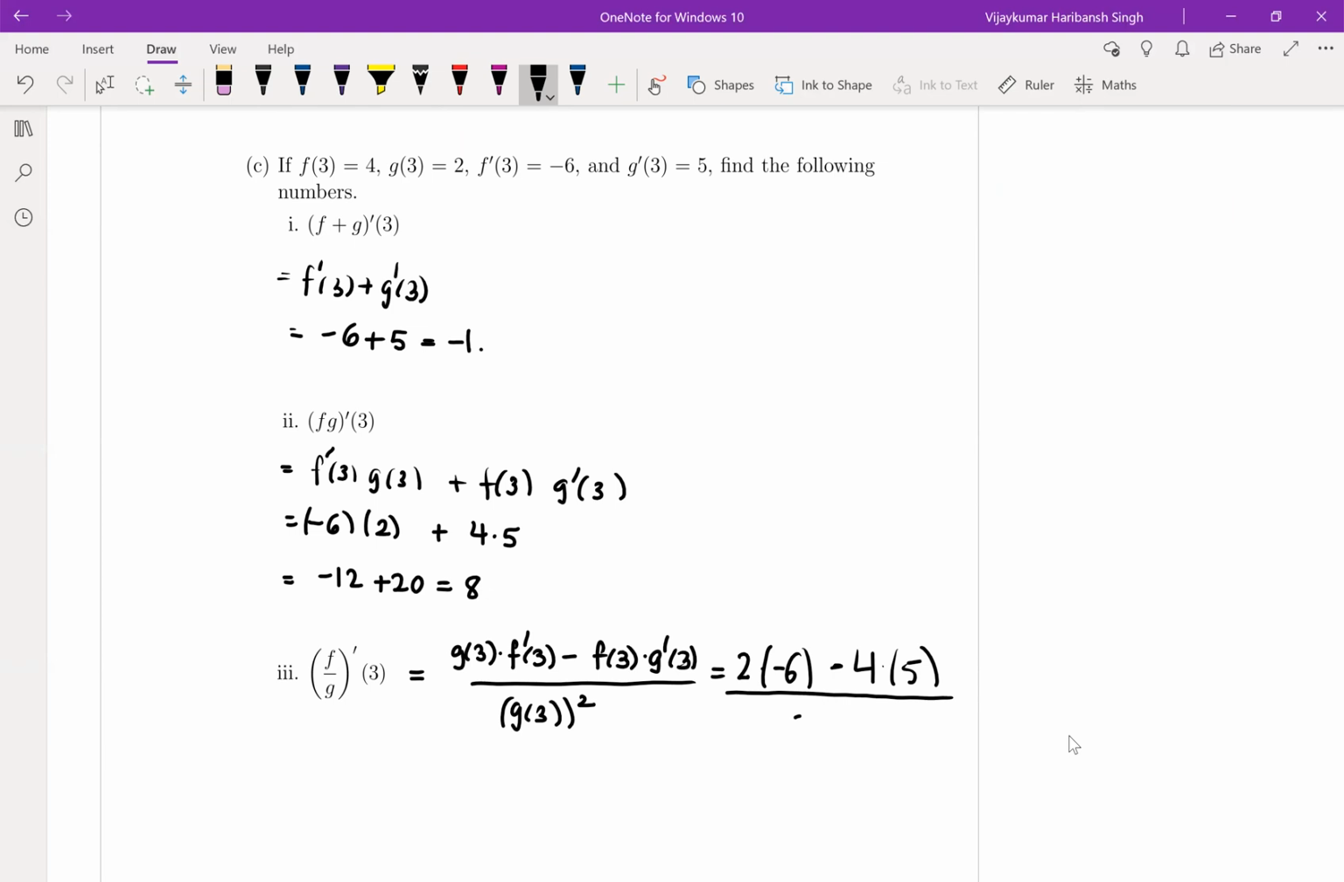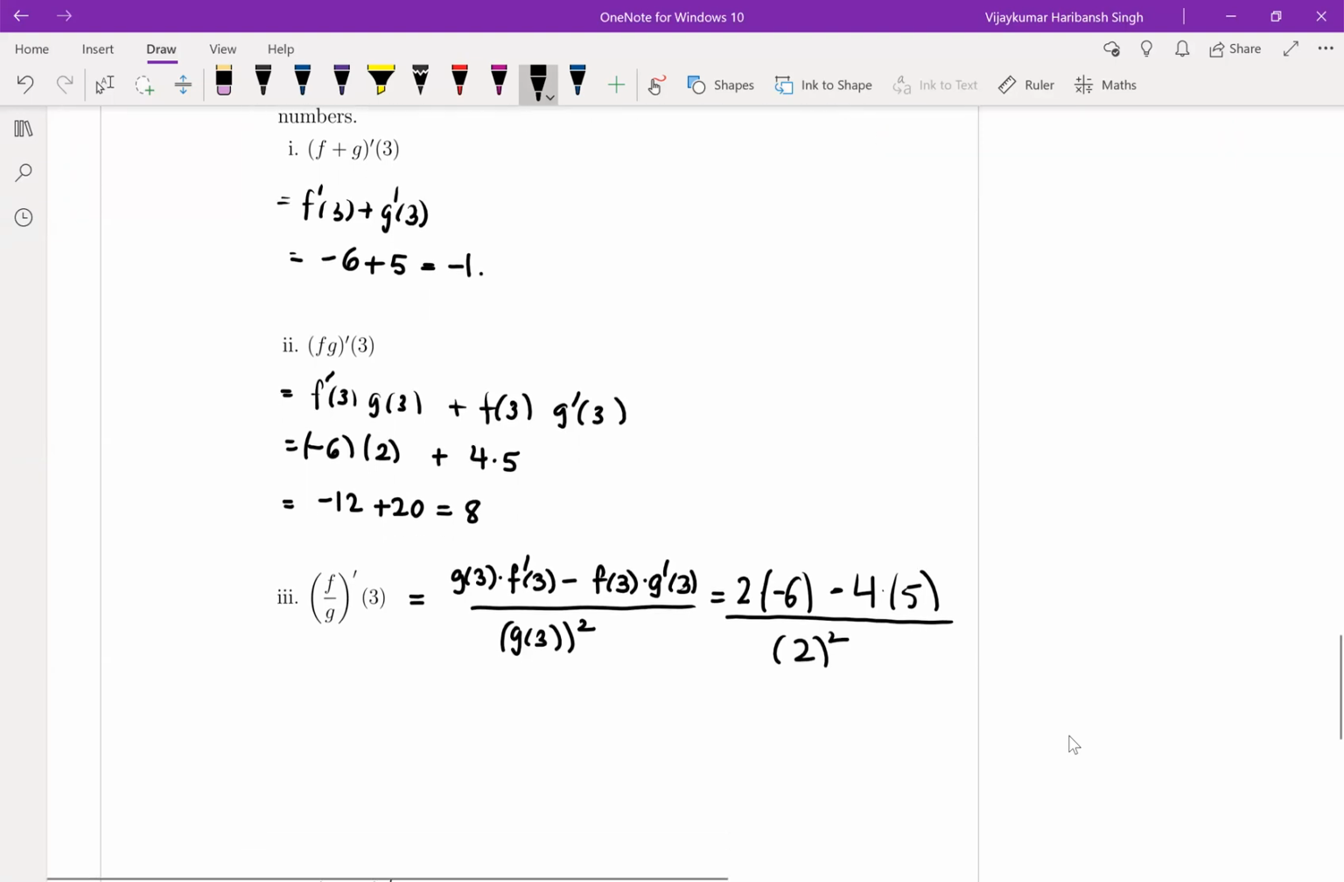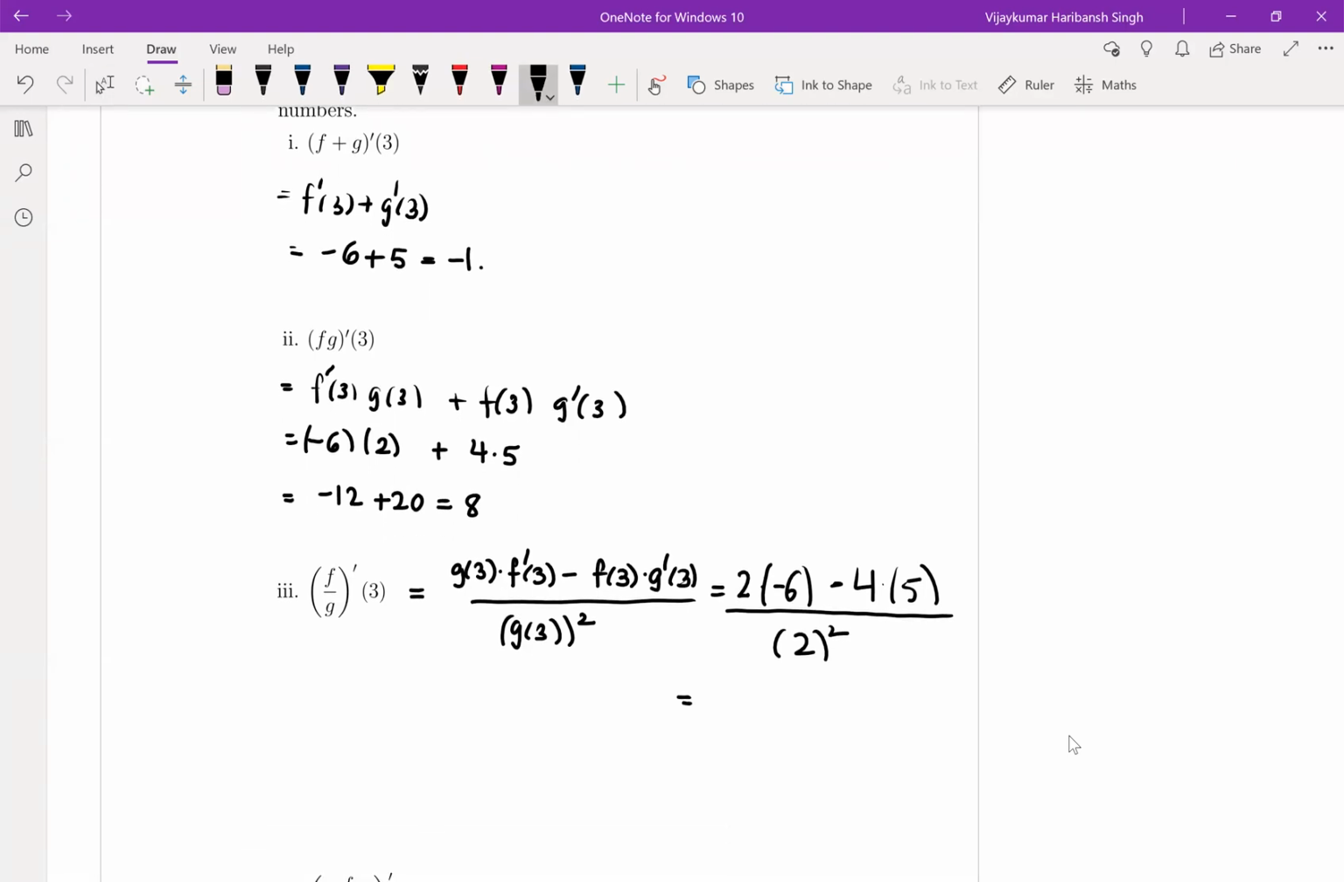So g of 3 is 2, so 2 square. Now when you simplify this, what do you get? You get minus 12 minus 20, which is minus 32 by 4. That's going to be minus 8. Okay.